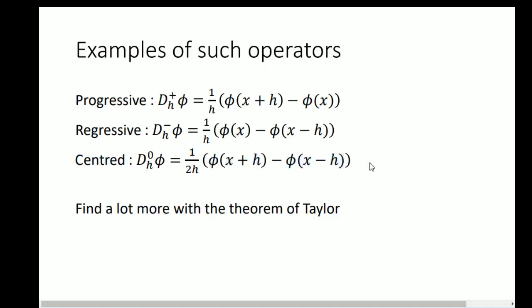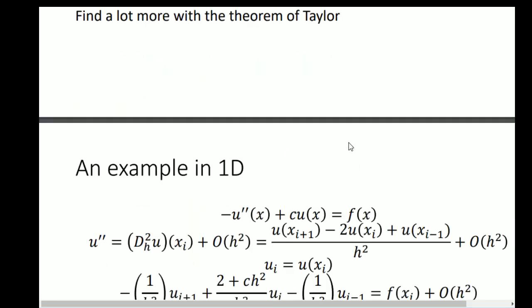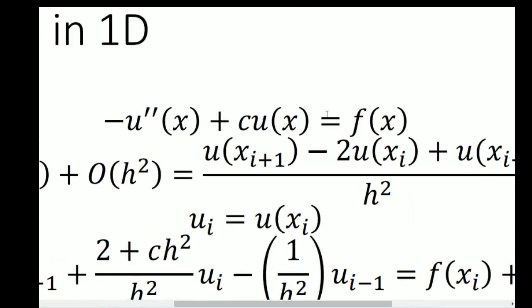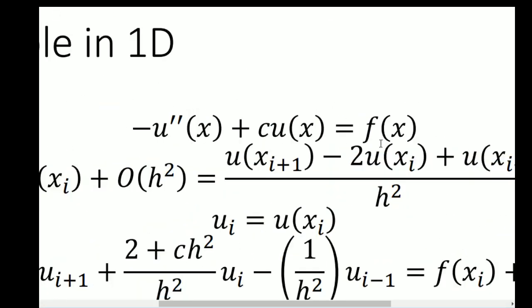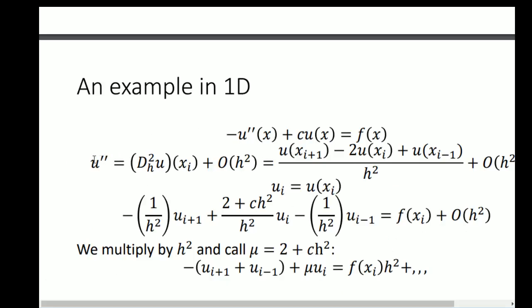You can find easily these values with the theorem of Taylor. So you apply the theorem of Taylor to f of x plus h, you apply it to f of x minus h, and you linearly sum the variables, and yeah, you get those results. So an example in 1D. So we take this equation here, and we use our operator. So we replace the derivative here. We use the d of u. So it's a composition of operators.